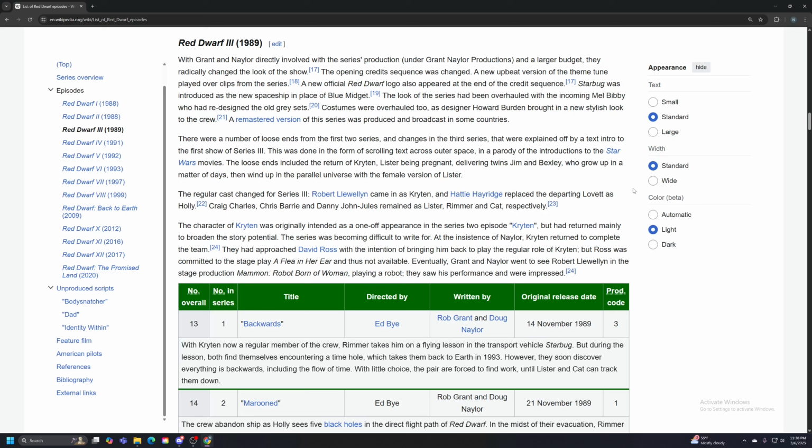The series was becoming difficult to write for. At the insistence of Naylor, Crichton returned to complete the team. They had approached David Ross with the intention of bringing him back to play the regular role of Crichton, but Ross has committed to the stage play A Flea in Her Ear and was thus not available. Eventually, Grant and Naylor went to see Robert Llewellyn in the stage production Mammon, Robot Born of a Woman, playing a robot. They saw his performance and were impressed.